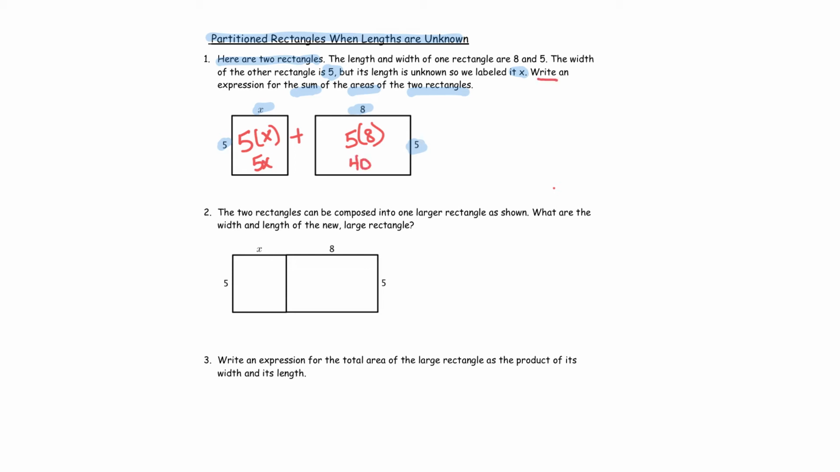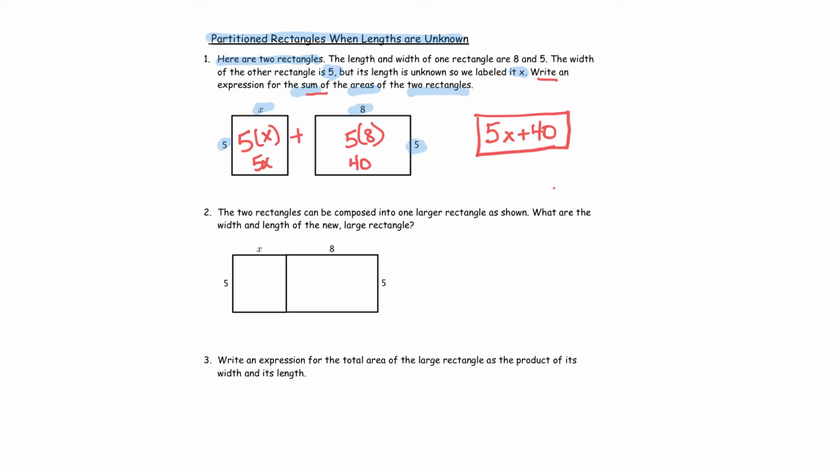So it says write an expression for the sum of the areas. So what would it look like? 5x plus 40. Okay, so they're partitioned, they're broken apart, and basically the point of this exercise is to show that when we have two separate rectangles and then we have them put together, when we apply the distributive property, they will be equivalent or equal.